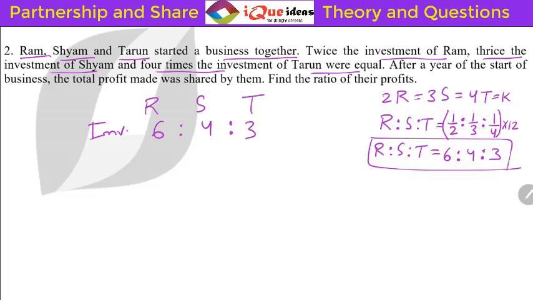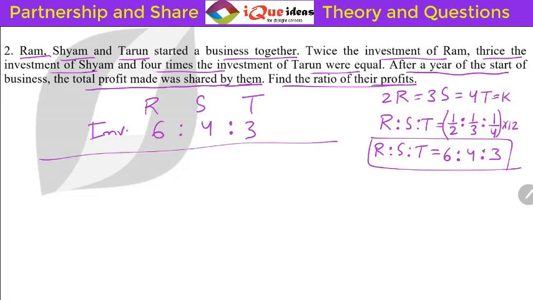Great. Now the question says after a year of the start of the business, the total profit made was shared by them. The question is find the ratio of their profits. So whatever ratio they shared the profit, what is the ratio of that profit share? Okay, let's see. Here nothing is mentioned about time. So we assume that the time is same.